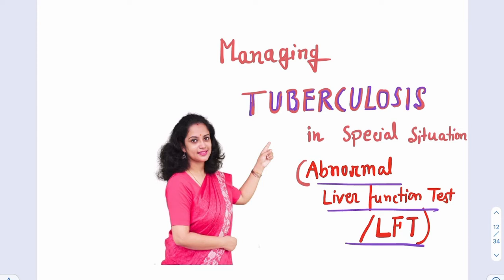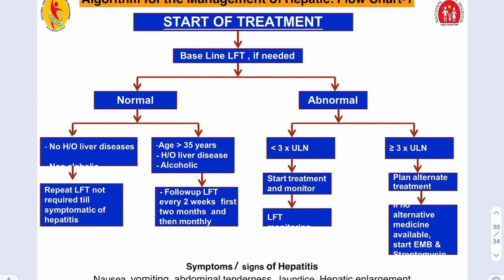So it is very important to know the management of tuberculosis in certain special situations. In my other classes, I am going to discuss other special situations where we need to modify the anti-tubercular regimen. In this class, it is about the abnormal liver function test. Now, there can be two situations of abnormal liver function test. In the first scenario, the liver function test may be abnormal from the baseline itself, and in the second scenario, the liver function test may be deranged after starting the anti-tubercular regimen.